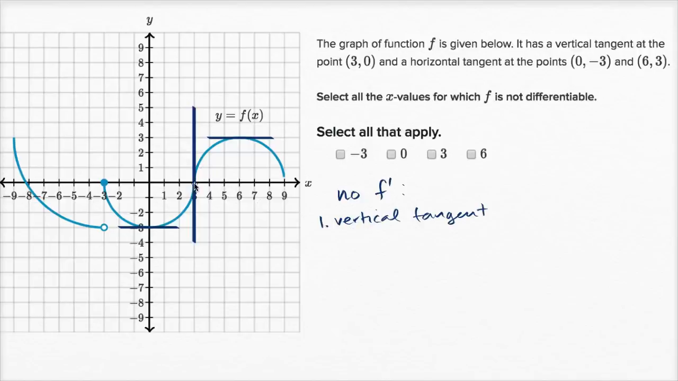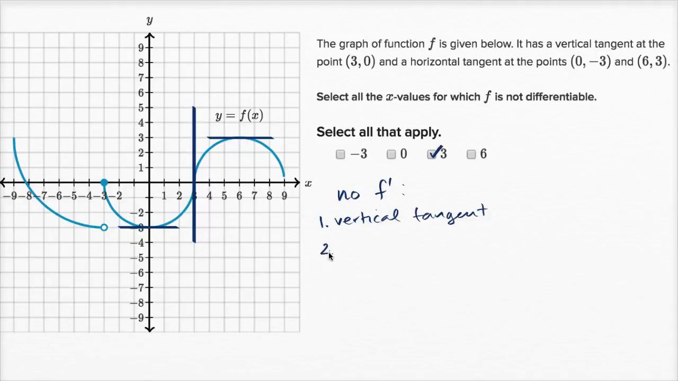And they tell us where we have a vertical tangent, where x is equal to 3. So f is not differentiable at x equals 3 because of the vertical tangent. You might say, what about horizontal tangents? No, horizontal tangents are completely fine. Horizontal tangents are places where the derivative is equal to 0. So f prime of 6 is equal to 0. f prime of 0 is equal to 0.